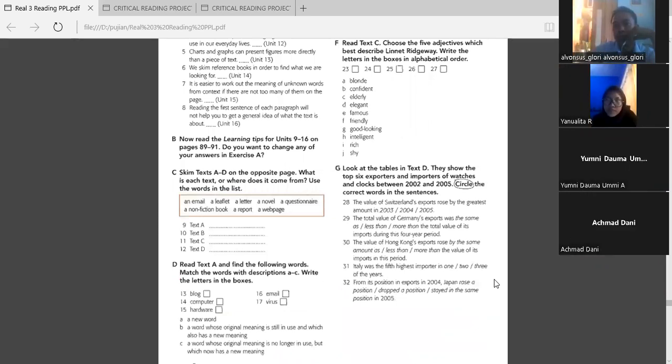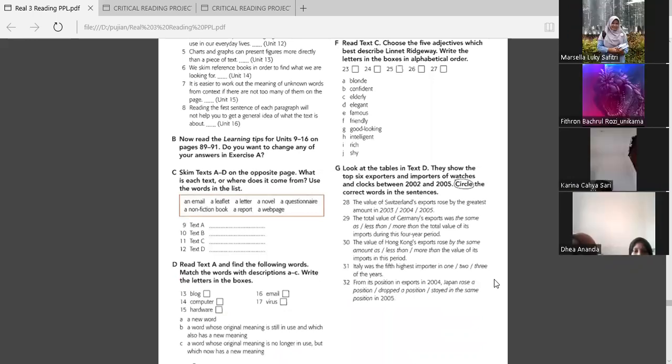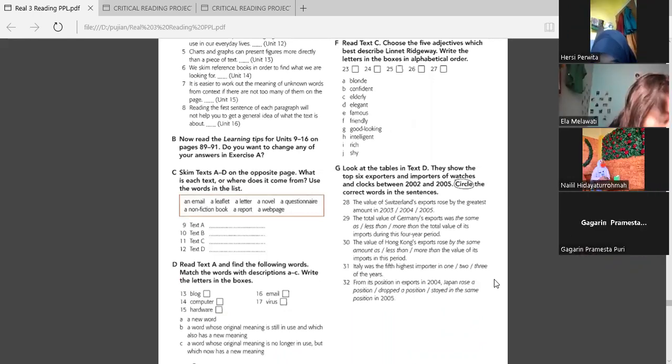Page. Want to call Hershey? Back to Hershey. Okay. Go on, Hershey. Okay, sir. Look at the tables in text D. They show the top six exporters and importers of watches and clocks between 2002 and 2005. Circle the correct words in the sentences. Number 28. The value of Switzerland's exports rose by the greatest amount in 2003 or 2004 or 2005.